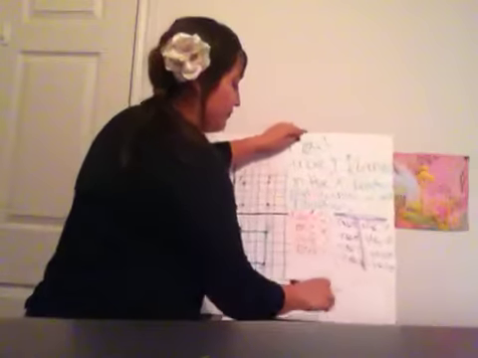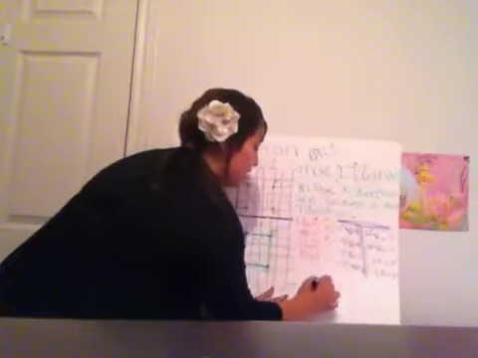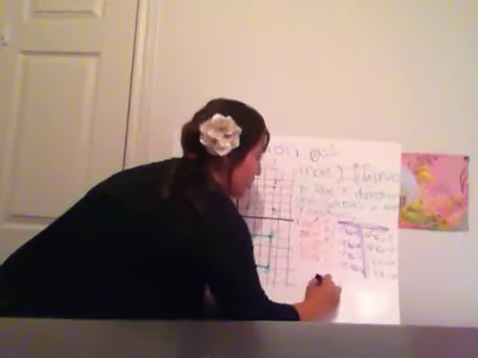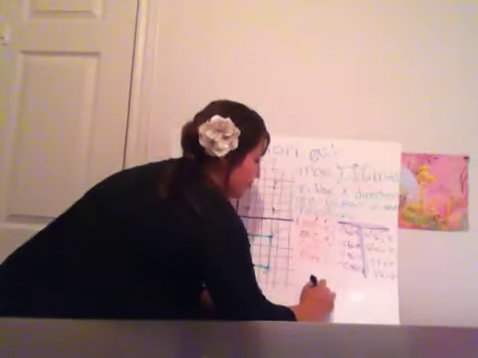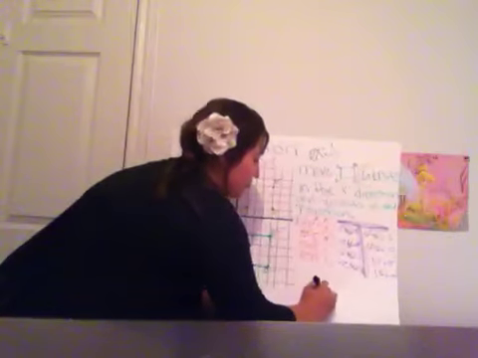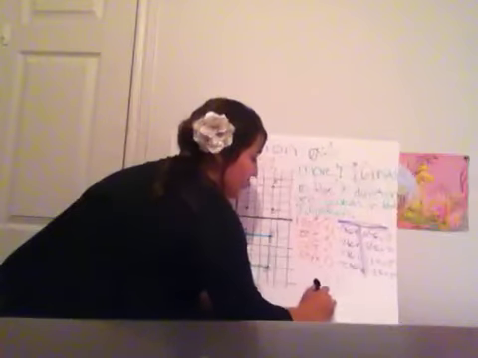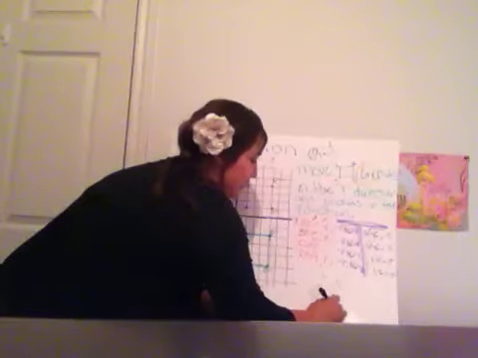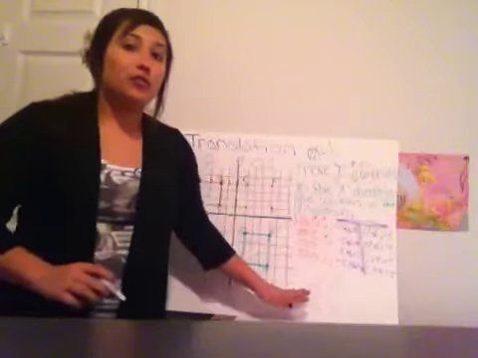Our new coordinate points are x and y. There should be 4 coordinate points that we did. A is 1, negative 2. B is 4, negative 2. C is 1, negative 5. And D is 4, negative 5. With this work that we've done, we found our new coordinate points.